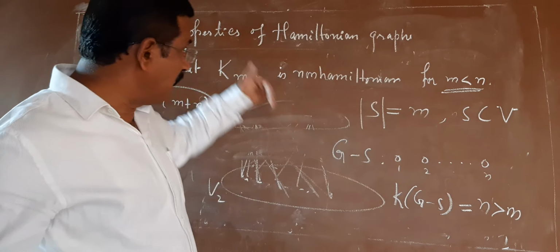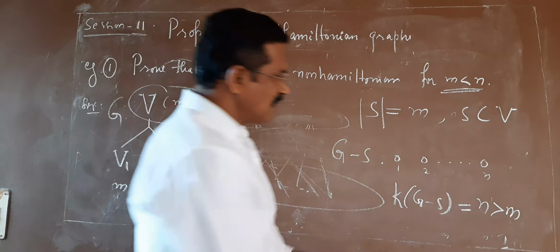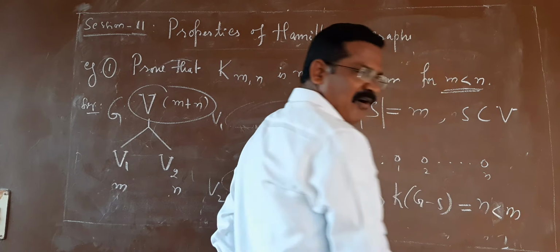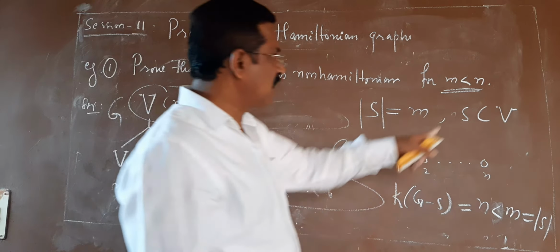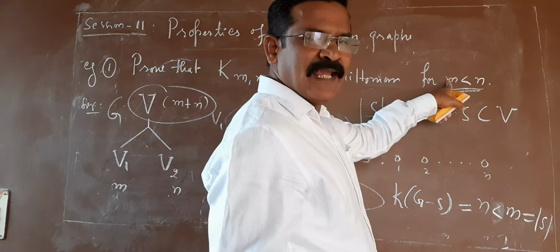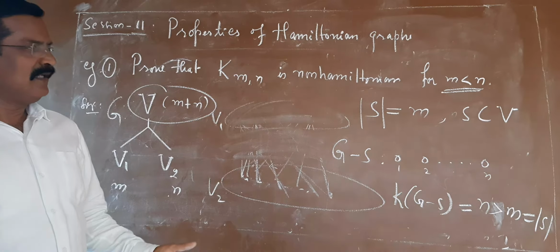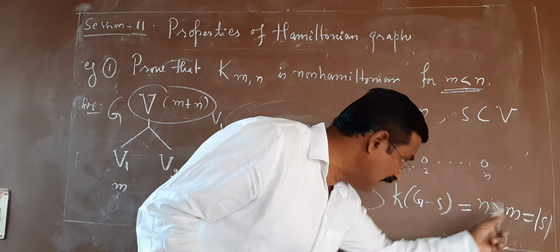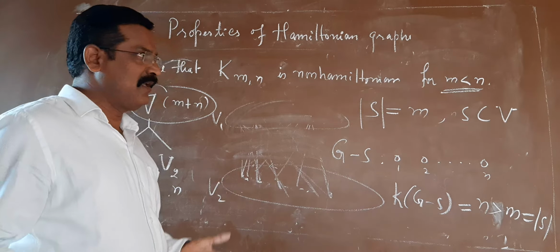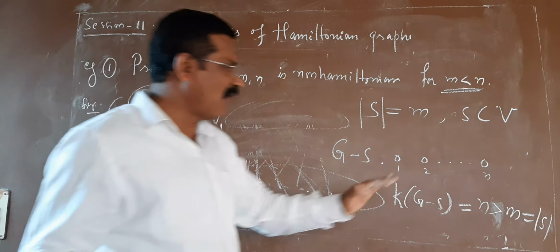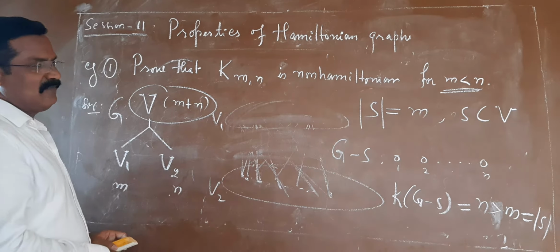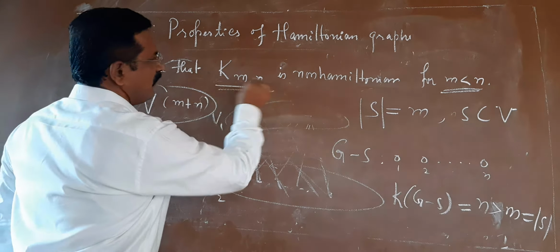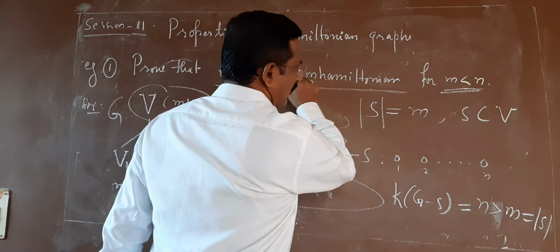So by applying the previous theorem, the number of components would have to be less than or equal to |S|. But in this case, n is greater than m. According to the previous theorem, if it had been less than or equal to m, it could have been a Hamiltonian graph. But in this case, it violates the condition. So, as per the previous theorem, this graph is a non-Hamiltonian graph.